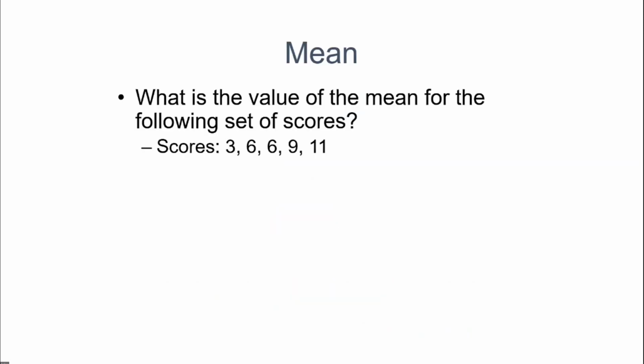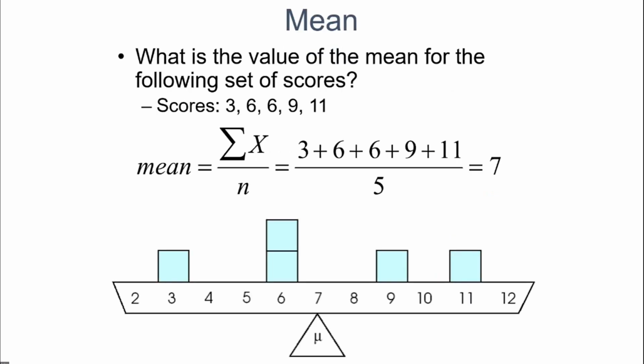All right, so what's the mean of this set of scores? 3, 6, 6, 9, and 11. If we add those scores up, we get 20, 26, 32, 35. And we have 5 scores. So we get a mean of 35 divided by 5 equals 7. I hope that's right. Yep, so we add these up, we get 35 divided by 5, so our mean is 7. We put it on this teeter-totter or seesaw, and our mean balances the scores at 7.